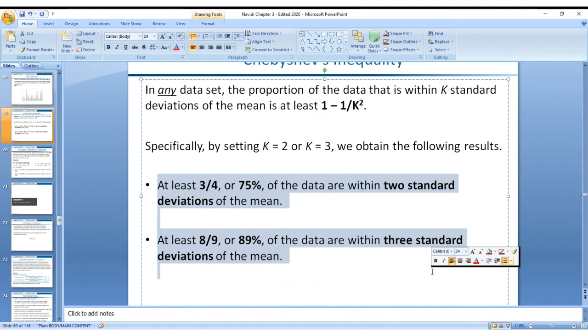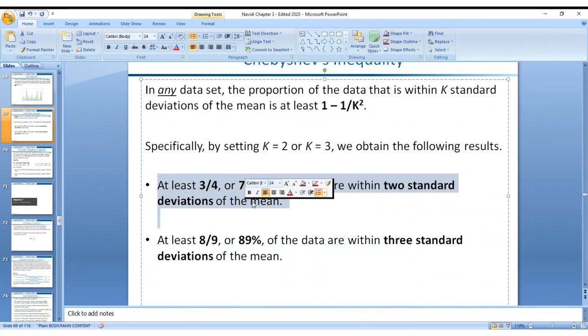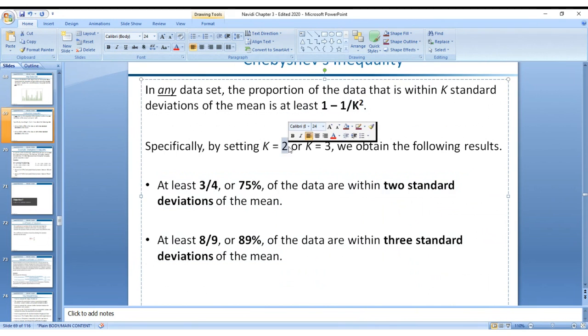Okay, for this first one, let me just show you how they get it. The 3/4 or 75%. If you take 1 over 2 squared, 2 squared is 4. So 1 minus 1/4 is 3/4. And then same thing for the 3. 1 over 3 squared is 1/9. So 1 minus 1/9 is 8/9, or 89%. So that's where they come from. You can do it for any standard deviation, but generally, you're only going to deal with these 2.